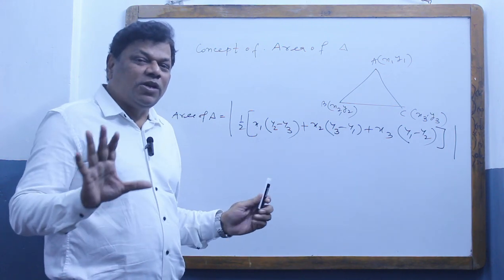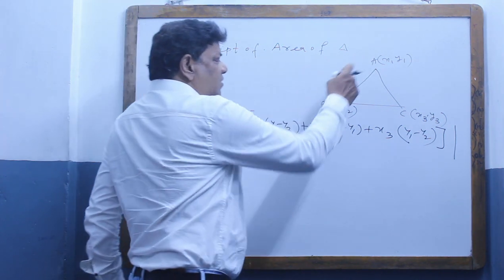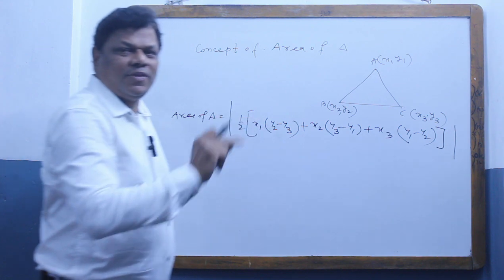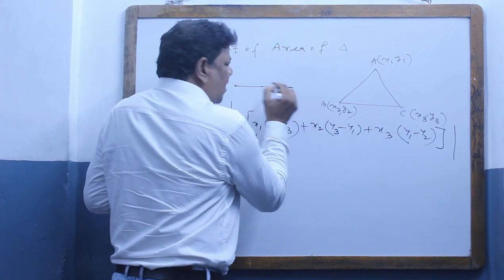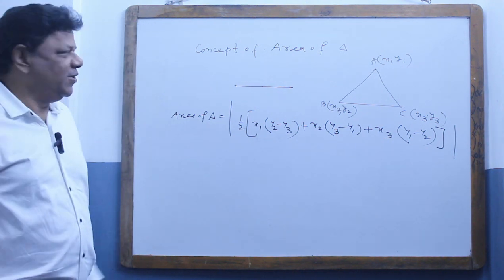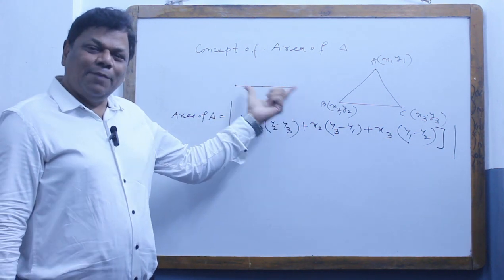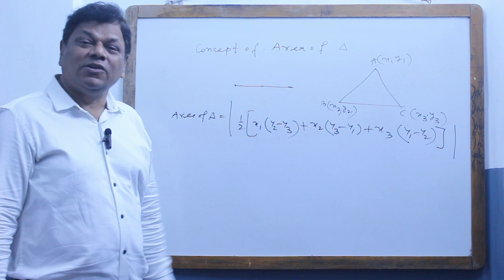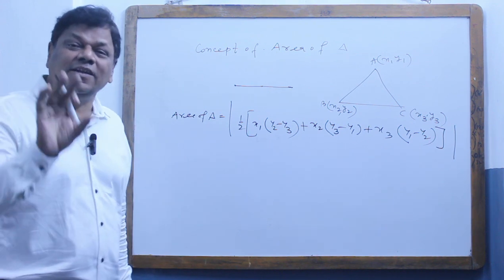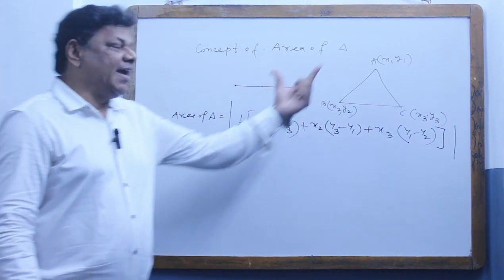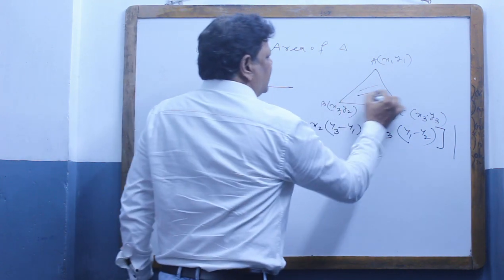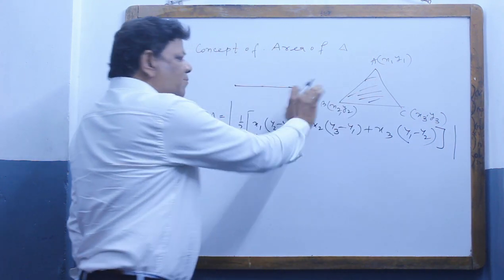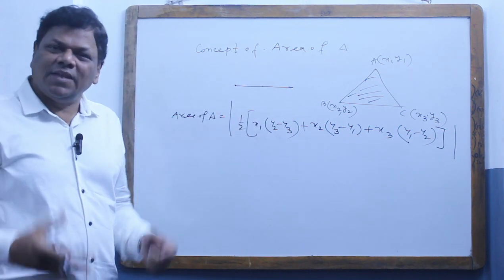One more thing you have to learn. If 3 points lie in a straight line, then can we form a triangle? No, a triangle will not form. If 3 points are not collinear, meaning not in a straight line, then a triangle will form. Then some area will come. This area is there. And if it comes in a straight line, there is no area.